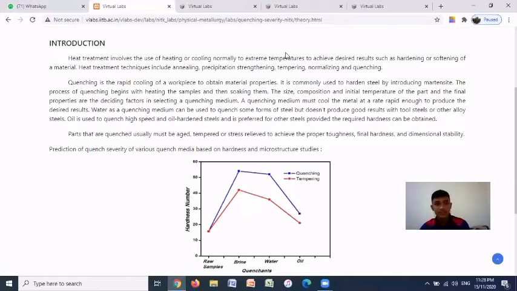Water as a quenching medium can be used to quench some forms of steel, but does not produce good results with tool steel or other alloy steel.